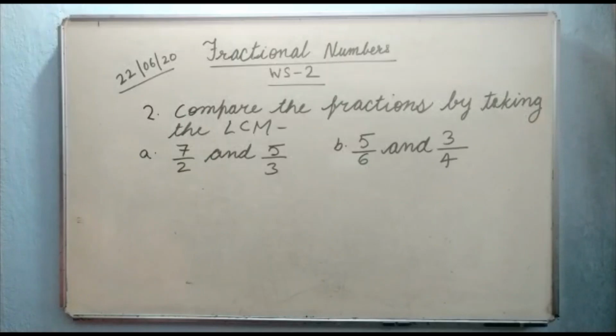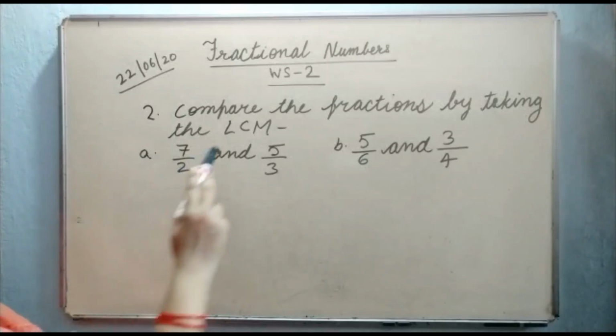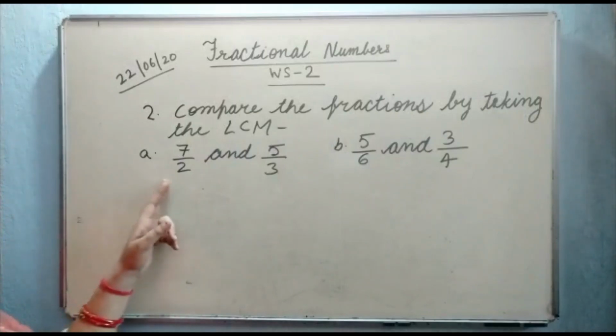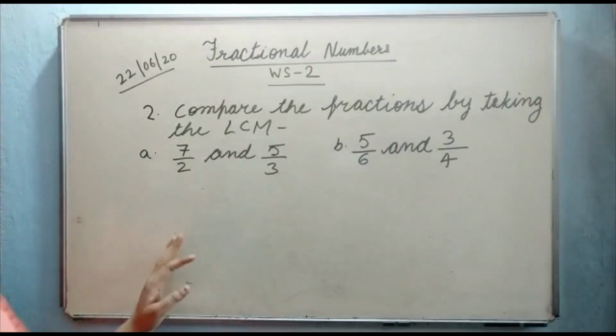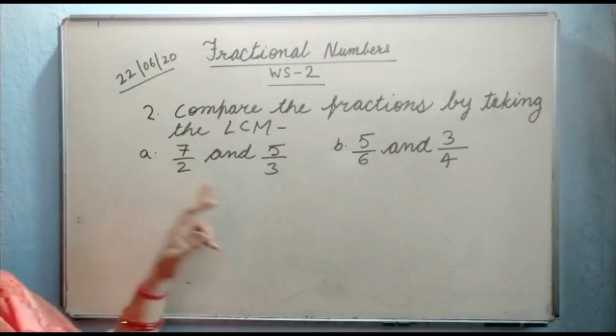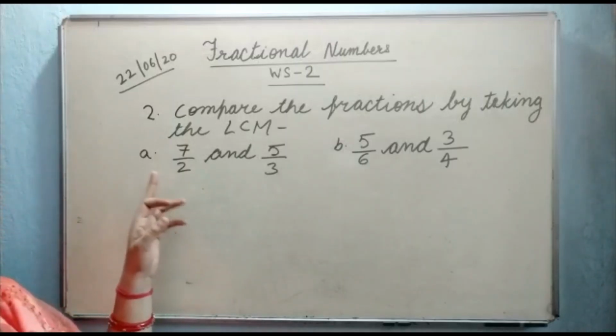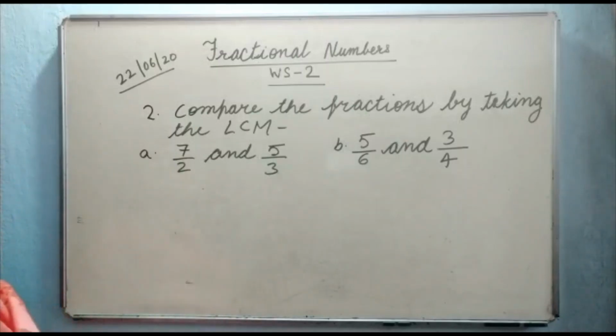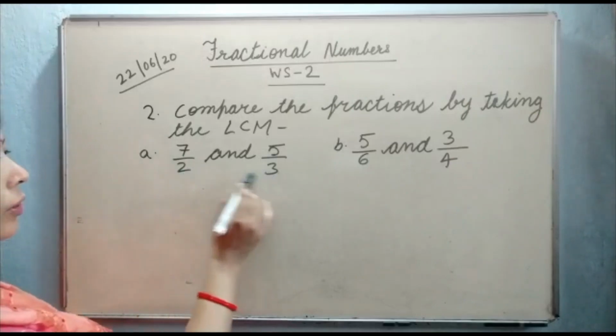Yes, now it is question number 2. Compare the fractions by taking the LCM. Again you are given two unlike fractions. You have to compare. Compare means you have to find which one is greater, 7 by 2 or 5 by 3. What will you do for this? You will just take out the LCM of the denominators.